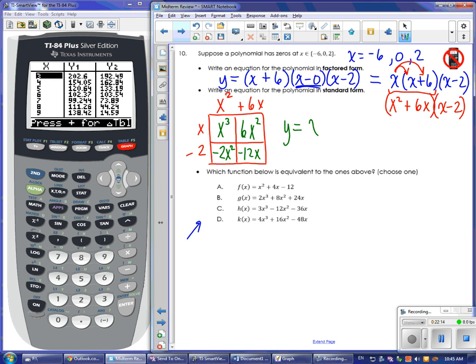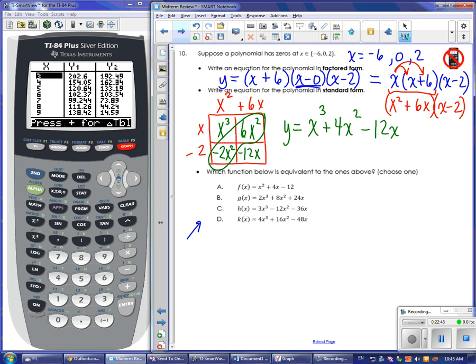And now I'm just going to rewrite this by adding together all my like terms. The x to the 3rd doesn't combine with anything. Whoops, let me write that as x to the 3rd. But I can add my x squares together. I have a positive 6x squared along with a -2x squared, and together that's going to give me 4x squared. And then I have a minus 12x. So that is an example of an equation in standard form that will correspond to the equation that I have in factored form. In the last bullet, it asks which of the following functions are equivalent to the one above.